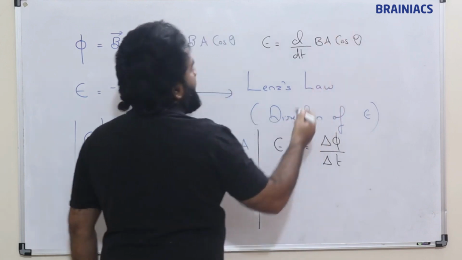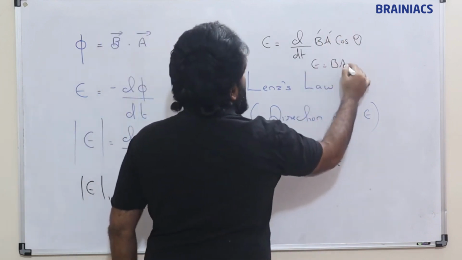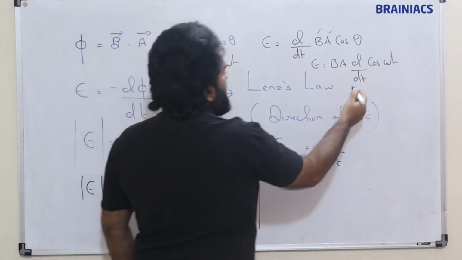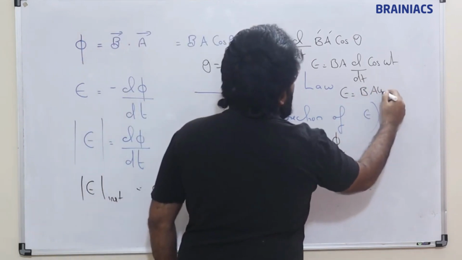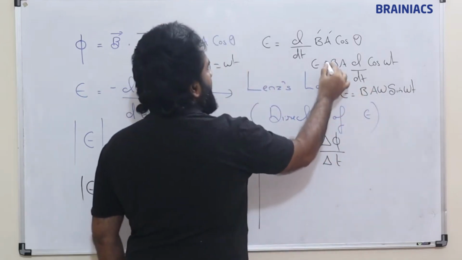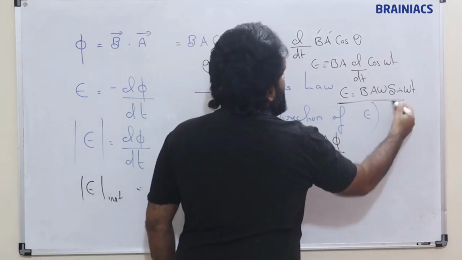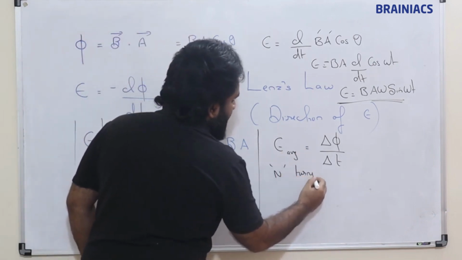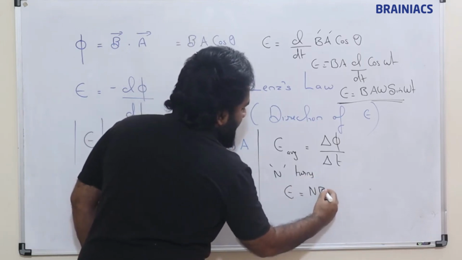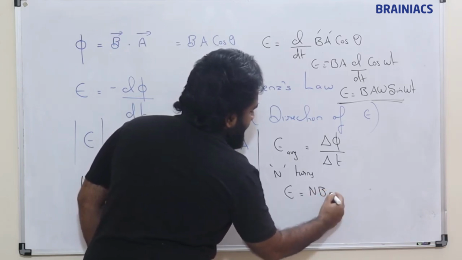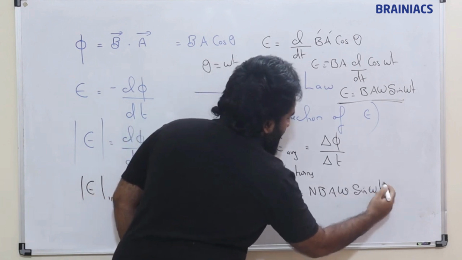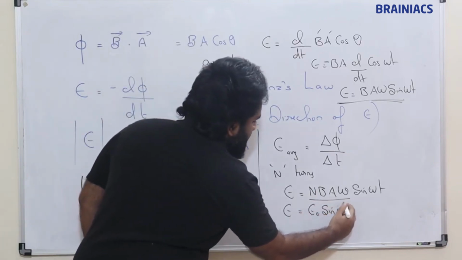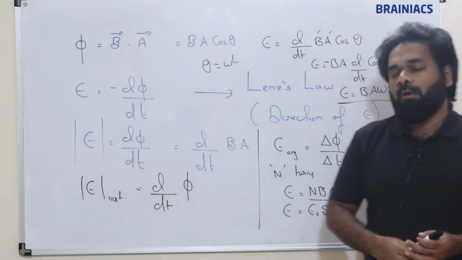Or otherwise, induced EMF is equal to d by dt of BA cos theta. Suppose B and A are constant, then BA d by dt of cos omega t, since theta is omega t. So the induced EMF is equal to BA omega sin omega t. With the negative sign, E is equal to BA omega sin omega t. If there are N number of turns, E is equal to NBA omega sin omega t, or we say this is the maximum EMF possible, E naught sin omega t. This is nothing but alternating voltage, alternating EMF.